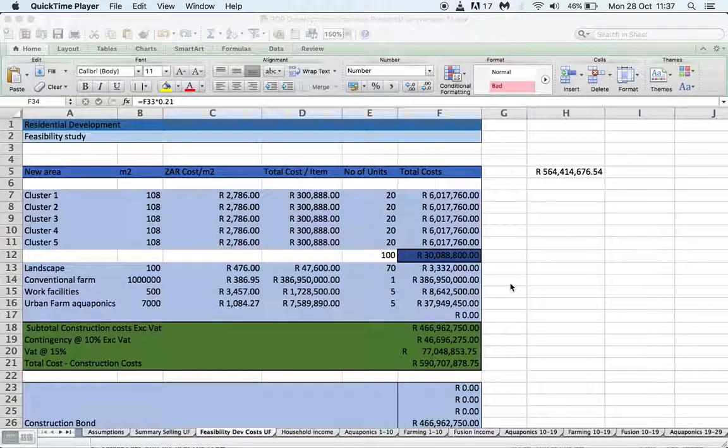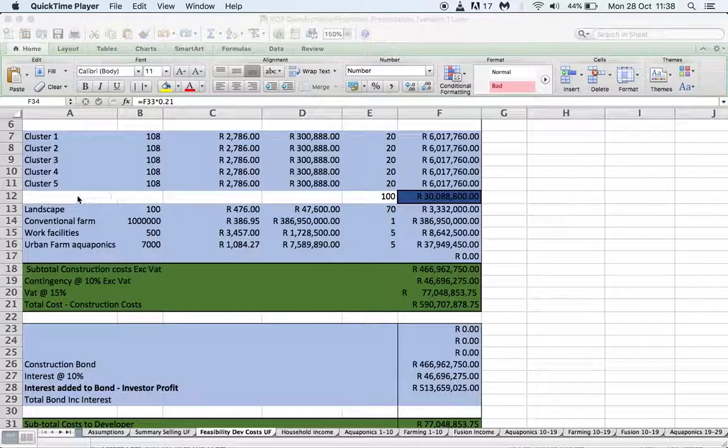So page one shows the feasibility study of the project. It shows you the cost for the housing, total square meters, cost per square meter, and total cost for the project, and how many units of each type. In total, we're starting off with 100 units, and that's the pricing for it.